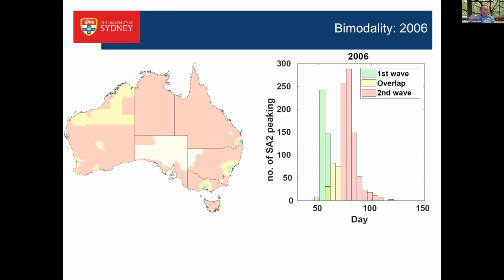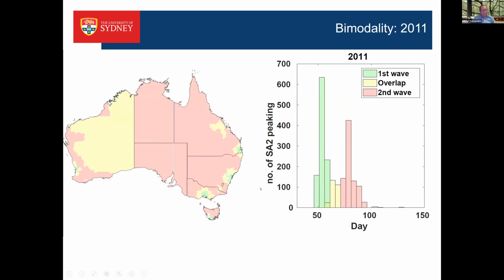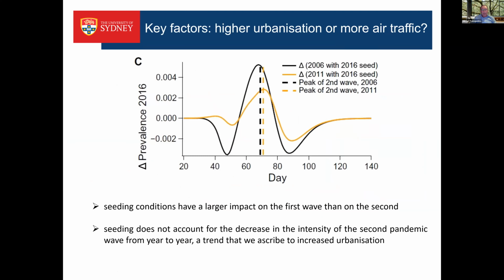So the first result was about the peaks happening earlier and higher, but the next result was to show that these two waves, if you go from 2006 to 2011, get slightly further apart, with the urbanization wave happening in a more pronounced way. So that was also an effect of urbanization. And so to conclude, I will show you an example of counterfactual analysis distinguishing two effects, the urbanization effect and the increase in international traffic.